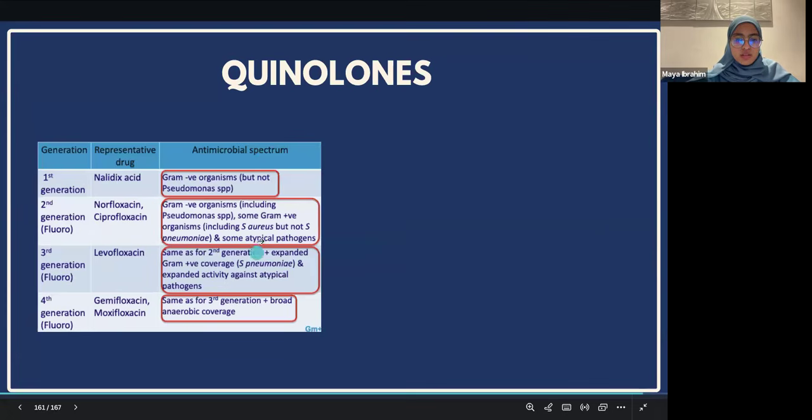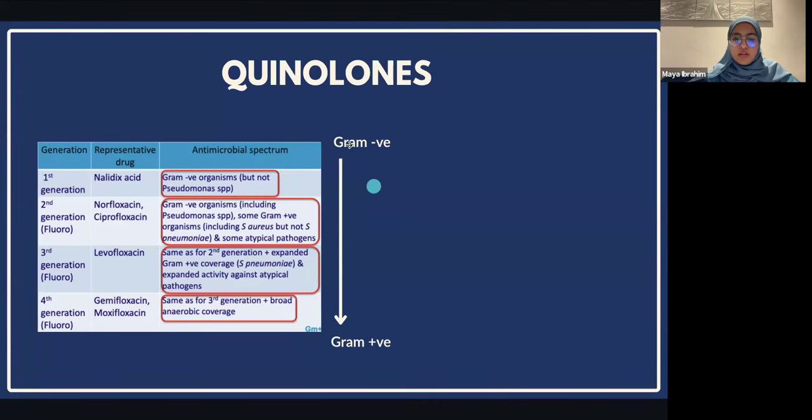Now, their spectrum, as you can see here, goes from gram-negative to gram-positive, if you notice the trend as you go down the generations. So this is just a way to remember them. You can see that as you go down, it goes from gram-negative to gram-positive.